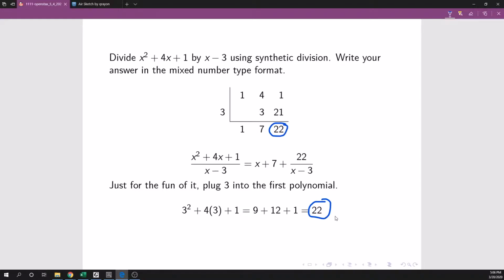Is that a coincidence that they are the same? And the answer is absolutely not a coincidence. That actually should happen every single time, right? So if you take this number right here and plug it into this polynomial, this one right here, what you get should be exactly the remainder. Okay. All right. Next example.